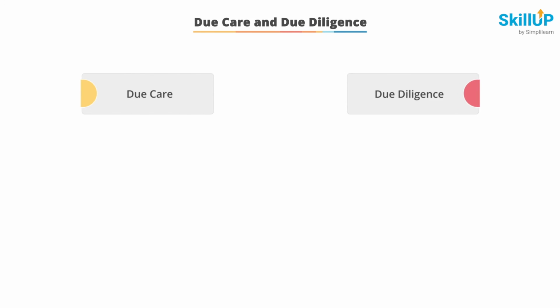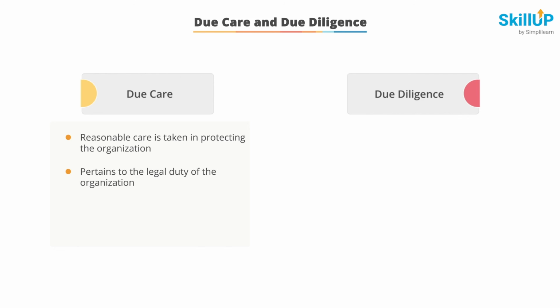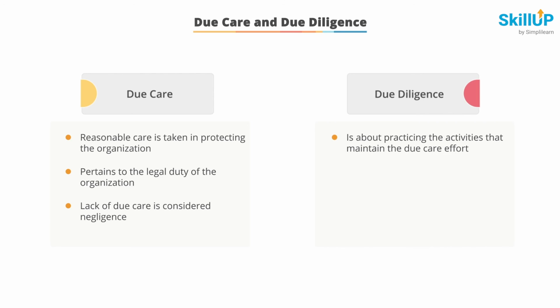Due care and due diligence. Two different terms. You need to make sure you understand the difference between the two of them. Due care, taking responsible care in protecting the organization. It is a legal term. It pertains to the legal duty of the organization. Lack of due care is considered negligence. Due diligence is practicing the activities that maintain the due care effort. It pertains to the best practices that a company should follow. It might not be legally liable.